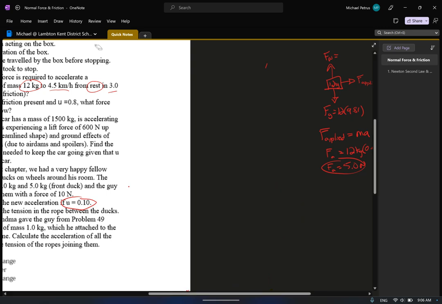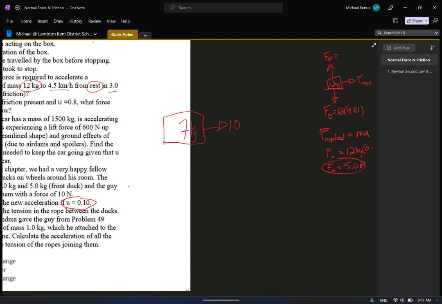Same problem, but putting some friction backwards. So here we go. Again, to find the acceleration, I'm going to make it as one blob of 7 kilograms with a force of 10 newtons forwards. Now this time I am going to need the normal force and I'm going to need gravity because I need those values in order to find the force of friction.